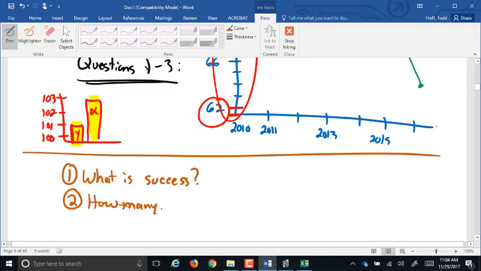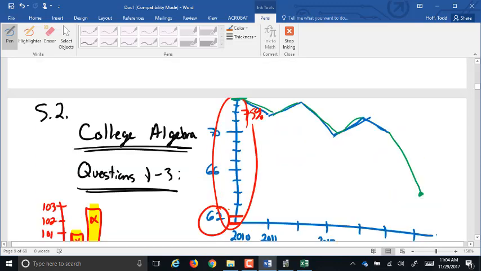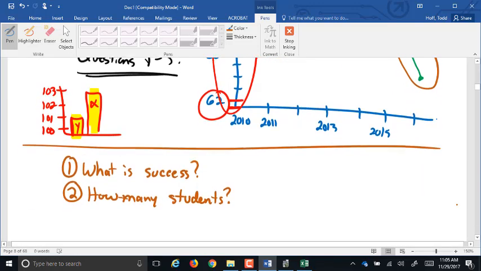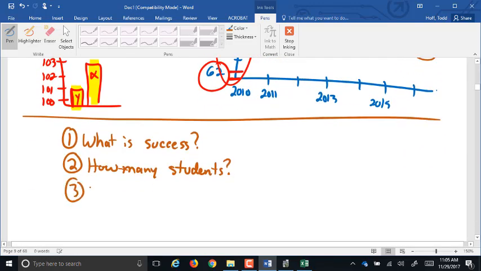I might ask, how many students are in each class? Maybe these classes up here had a large number of students in it, and this class right here might have been a really small class, so only having a couple of students fail might have really brought the number down. I might ask, when was the class? In other words, what semester?